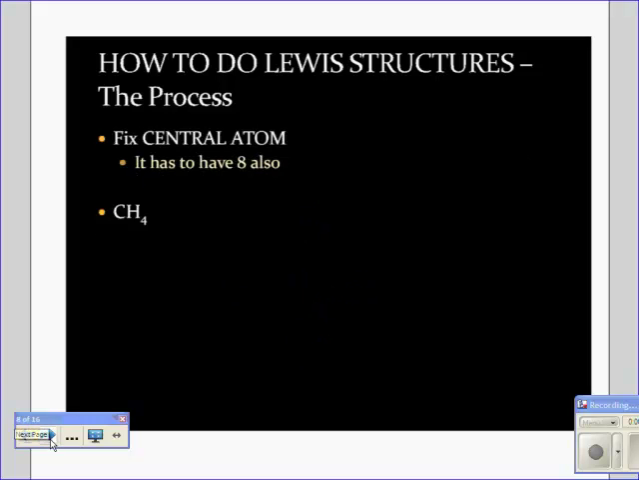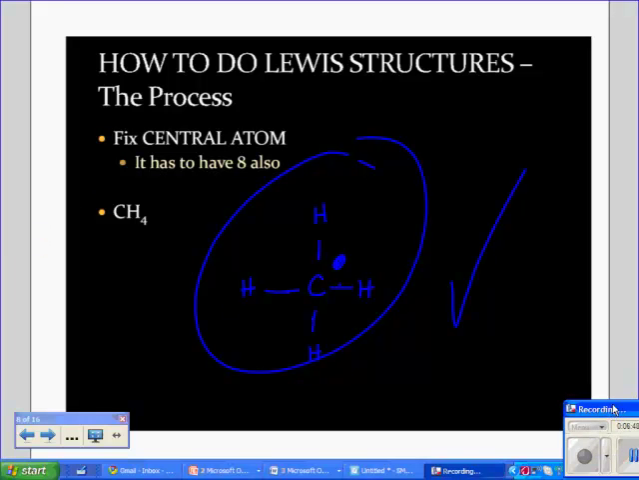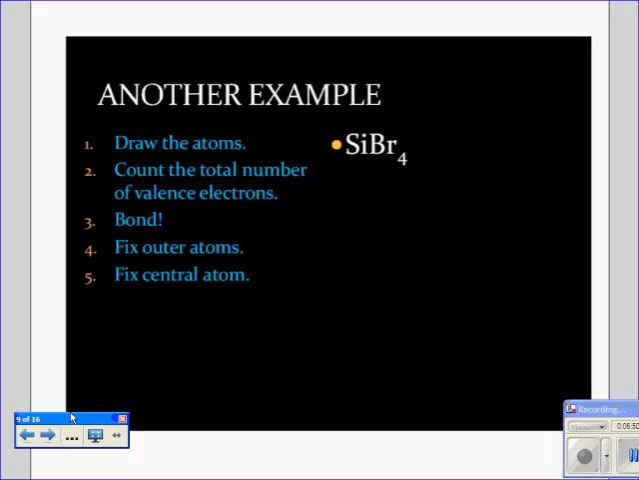And then the final step is to fix your central atom. Make sure it's got the 8 that it needs. And I look, it has 2, 4, 6, 8. It's good. So this is the Lewis structure for CH4. Just C with 4 bonds to H's. Hopefully okay. I have several more examples here. So I just left the steps here as a reminder, and we'll walk through.